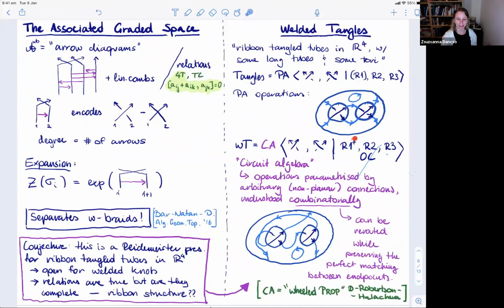I write R1F because I want framed stuff, but don't worry about it. A side comment is that in a paper that came out this year with Eva Halacheva and Marcy Robertson, I messed up the order of those names here. Eva should come first in the alphabet. We proved that a circuit algebra is equivalent to something that exists in operad theory called the Field prop.